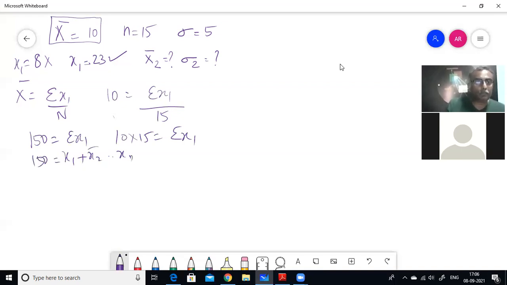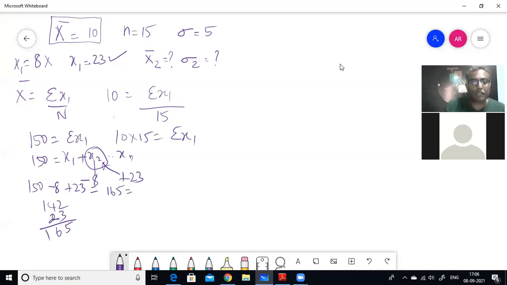One of those values was 8, but the correct value is 23. So you have to minus that 8 and add the correct value 23. So 150 minus 8 plus 23 is how much? 150 minus 8 is 142. 142 plus 23 is how much? 165. So the new sigma x of i is 165.